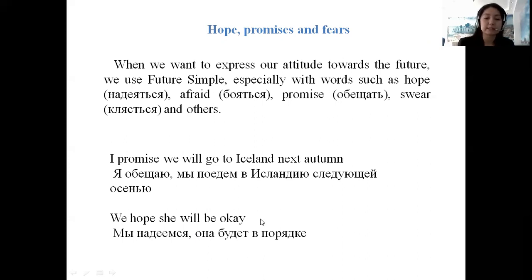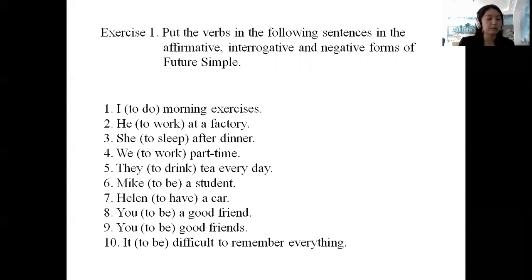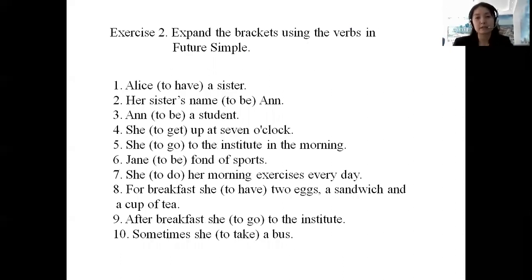Okay, listeners, we understand the form of future simple tense, how we make affirmative, negative, and the question sentence. Now I give you some tasks to do. It's your home task. This is to fix the topic, okay? First exercise, put the verbs in the following sentences in the affirmative, negative, and the interrogative, it is question, forms of future simple. And the exercise 2, expand the brackets using the verbs in the future.